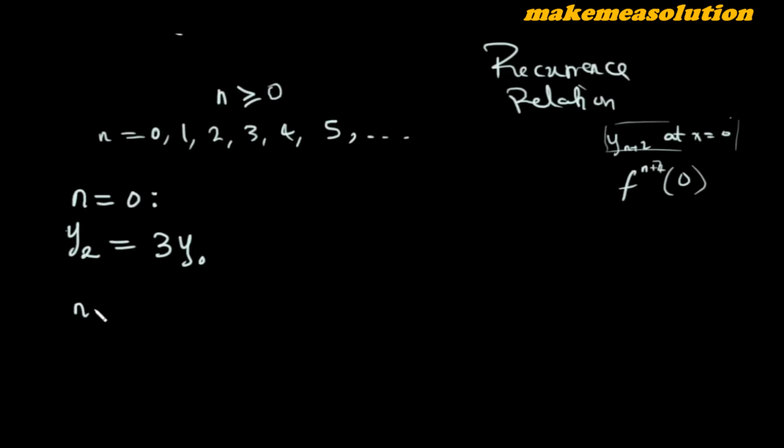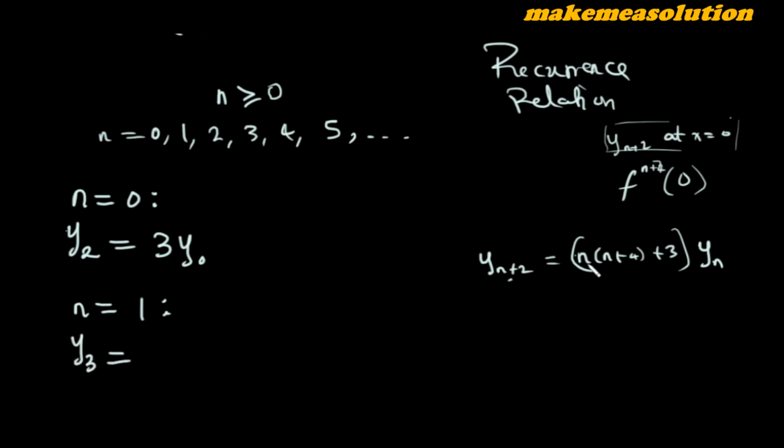Now let's go to another point. When n is equal to 1, let me write my y_(n+2) equal to n(n+4) plus 3, times y_n. So this was our recurrence relation. So when n is equal to 1, if we put 1 here, we're going to get y3 equal to 1 times (1 plus 4). 1 plus 4 is 5, so 1 times 5 is 5. 5 plus 3 is 8, right? So you now have 8y1. N in this case is 1.